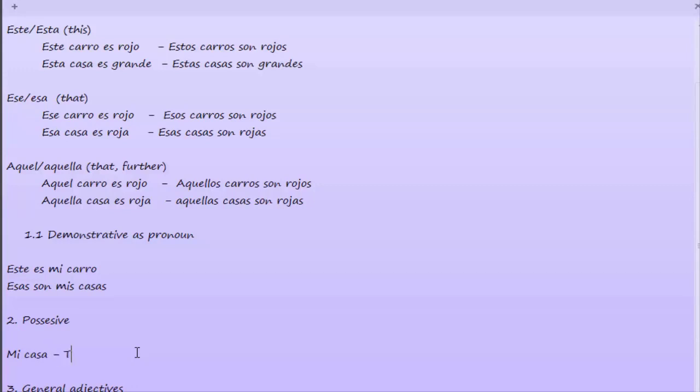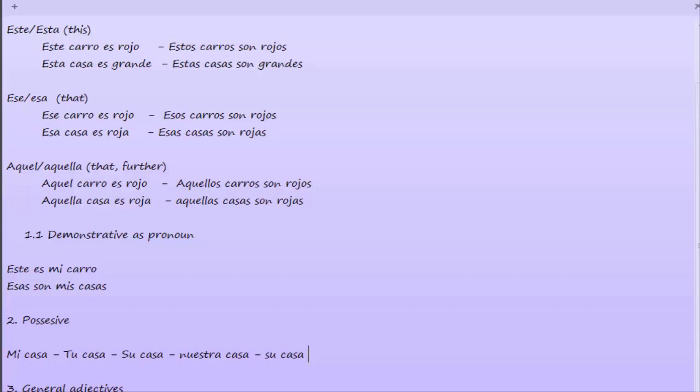We have tu casa, your house. I have su casa. Su casa will be his house or her house. We have no way to know if it is masculine or feminine, but based on context. So, su casa. We have nuestra casa, which is our house. And finally, we have su casa, which is their house, okay, or your house in the plural case.